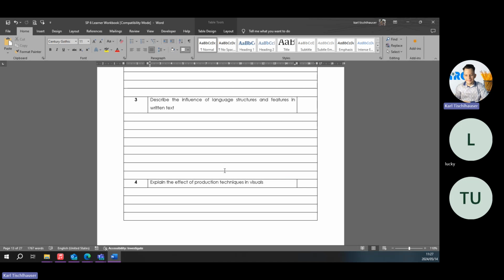Number 3 says describe the influence of language structure and features in written text. So remember that if we structure our text and it has a flow to it, it might be easier to read, which means that people are more likely to understand what you're saying. And I can share an example of this. Let me show you. I was busy making a little blog thing for some of our online groups before we started the session.